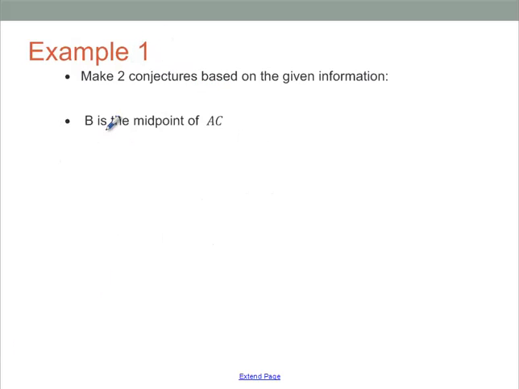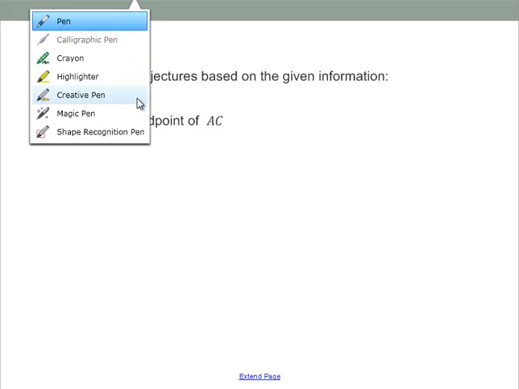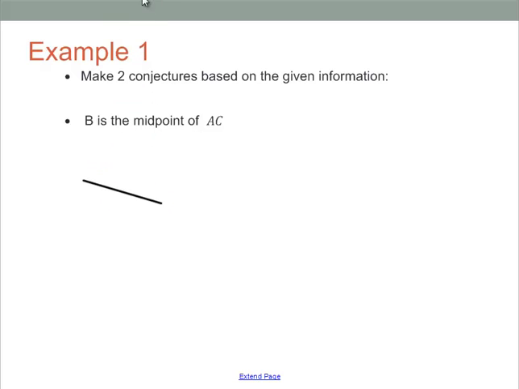So let's make a conjecture based on B is the midpoint of AC. So I'm actually going to draw this. Let me draw a straight line. We have AC, and we have the info that B is the midpoint. Okay, now I already marked it, and that's actually going to be our first conjecture, is that AB is congruent to BC. Because it's a midpoint, our conjecture is that they're congruent.